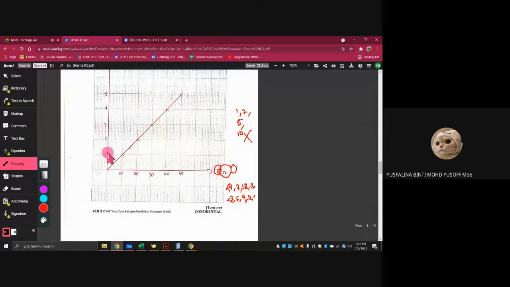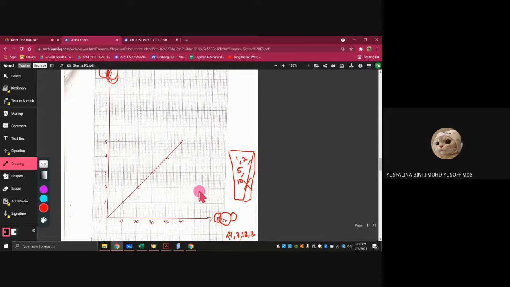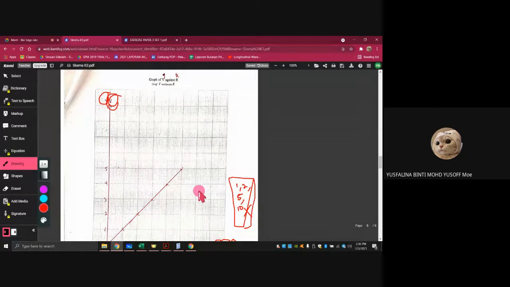So let's say in decimal points, 0.1, 0.2, 0.3, 0.4, 0.5, or 0.2, 0.4, 0.6, 0.8, 1.0. Or let's say 0.5, 1.0, 1.5 to 2.5. If 10, then 10, 20, 30, 40, 50, yes. Only this scale. Don't use another scale. So that's how you draw a graph.